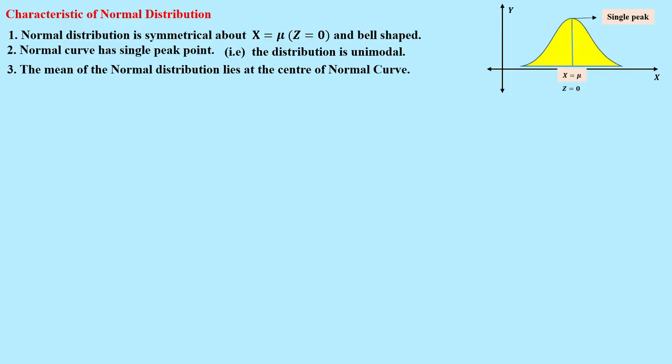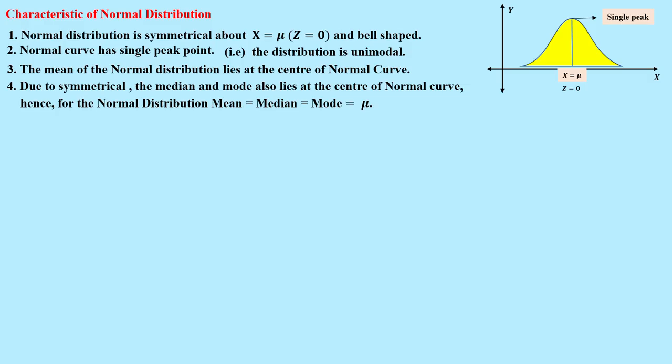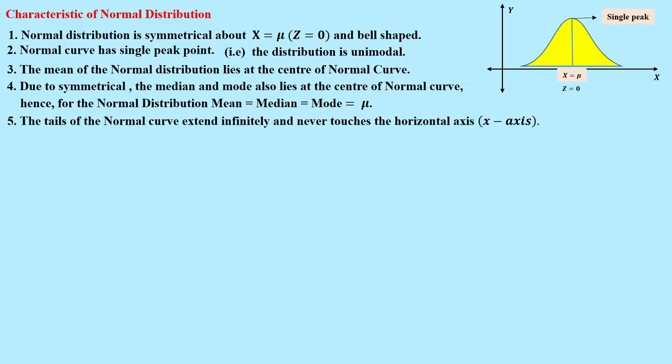The distribution is unimodal, right? Single peak. The mean of the normal distribution lies at the center of the normal curve, right? X is equal to mu, z is equal to 0. Due to symmetry, the median and mode also lie at the center of the normal curve. Hence, for the normal distribution, mean equal to median equal to mode is equal to mu.